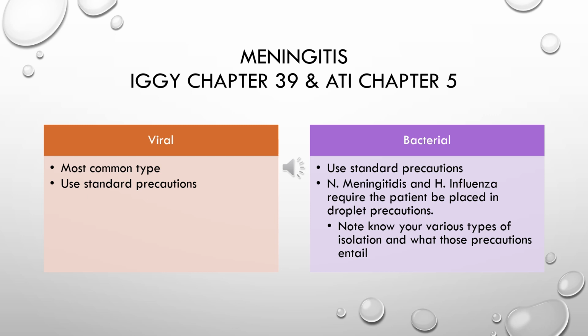So just be aware of what your precautions are for droplet precautions, and just know that bacterial, especially with the Neisseria meningitidis and the Haemophilus influenzae, those will require that the patient be placed in droplet precautions. But we tend to always just make the determination until proven otherwise. It's kind of like a patient who comes in with TB that you suspect TB. You put them into those airborne precautions until you rule it out. With people with meningitis, you put them in the droplet until you can rule it out.